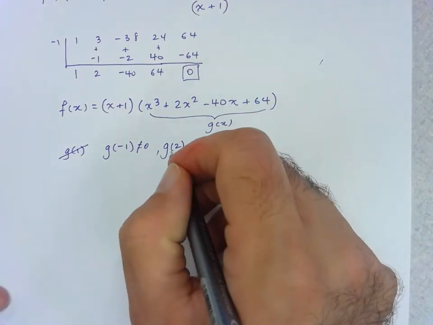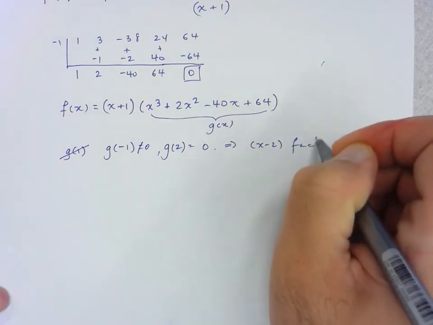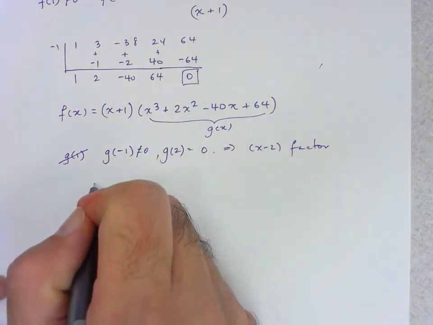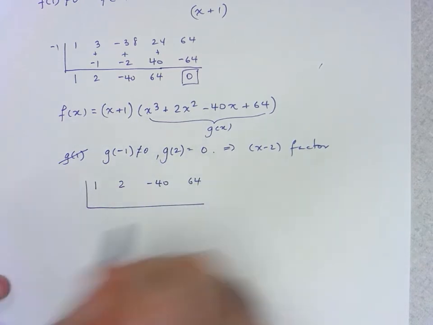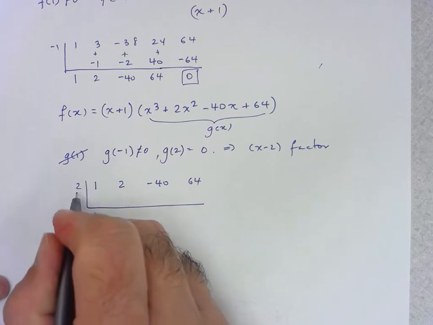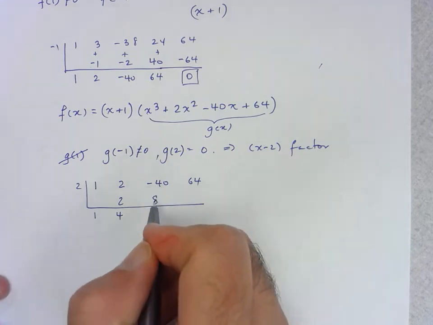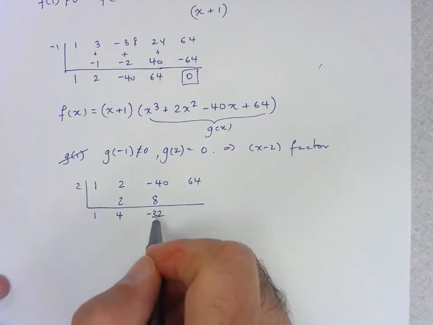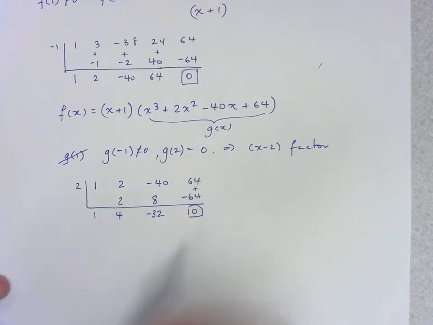Okay, so what does the factor theorem tell us? The factor theorem tells us that if g at 2 is equal to 0, then x minus 2 is a factor. Okay, so now I do the same thing. I divide this by x minus 2 to find the quotient. So 1, 2, -40, 64 divided by x minus 2. So there's my representative of x minus 2. So 1, 2, add them 4. 2 times 4 is 8. Add them -32. And even though we don't need the remainder, it should be 0. Let's check it. 2 times -32 is equal to -64. And when I add them, I do indeed get 0.